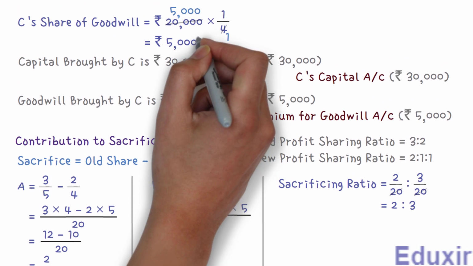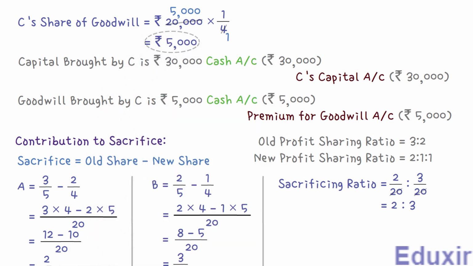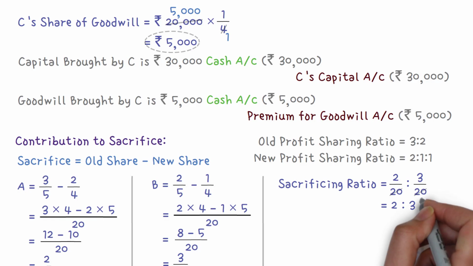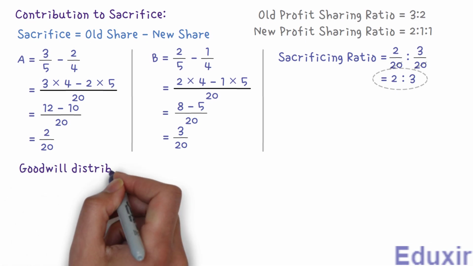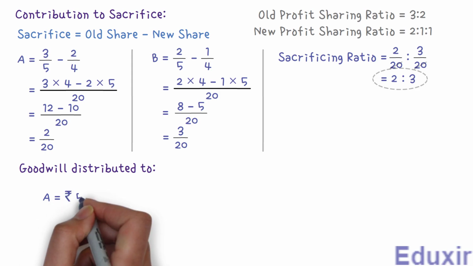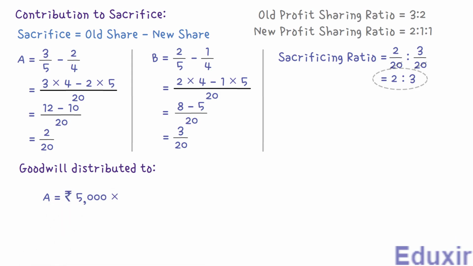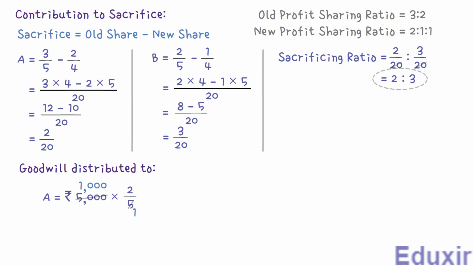Just to remind you, the goodwill premium brought by the new partner C is 5000 rupees. We should distribute this goodwill premium among the old partners in their sacrificing ratio 2 is to 3. So the goodwill distributed to the old partner A is equal to the goodwill premium brought in by the partner C, which is 5000 rupees, multiplied with partner A's sacrificing ratio 2 upon 5. Cancelling with 5, 5 ones are 5, 1000s are. If we multiply the remaining 1000 and 2, we get 2000 rupees. This is the share of partner A in the goodwill premium brought by the new partner C.